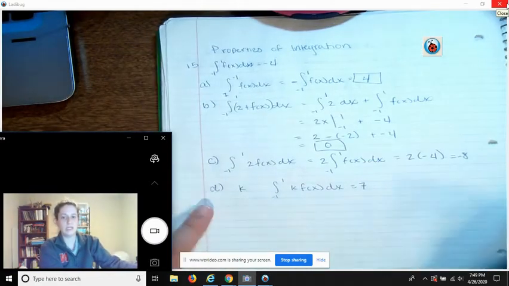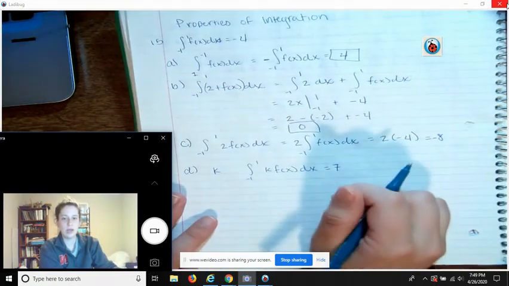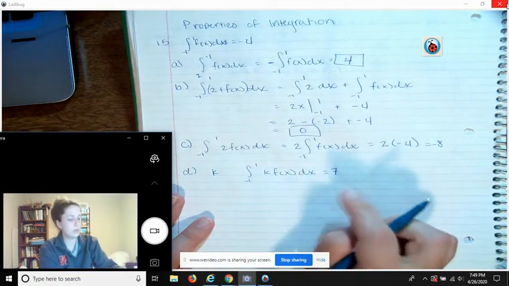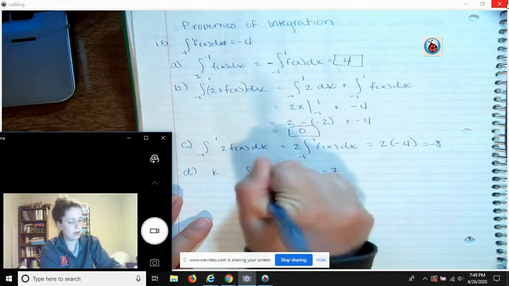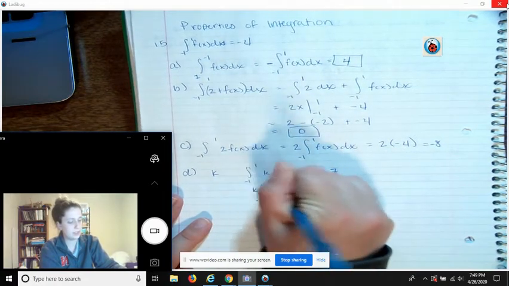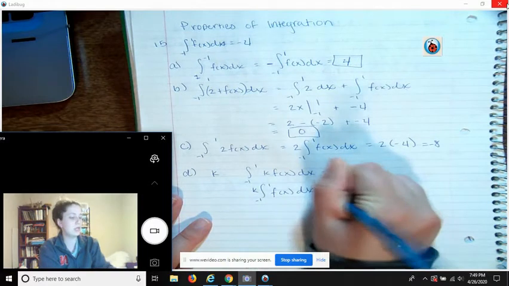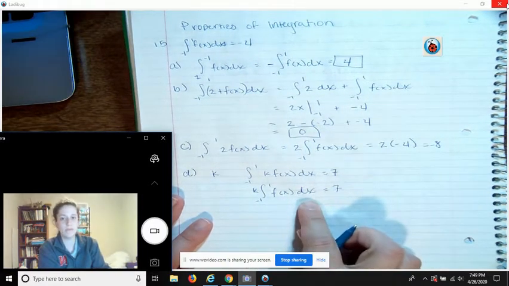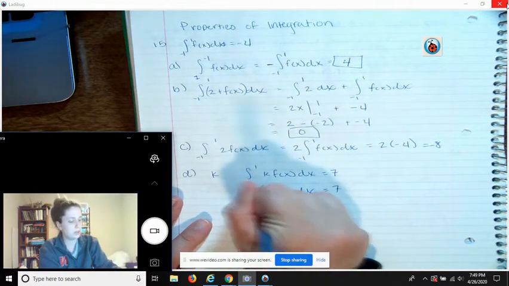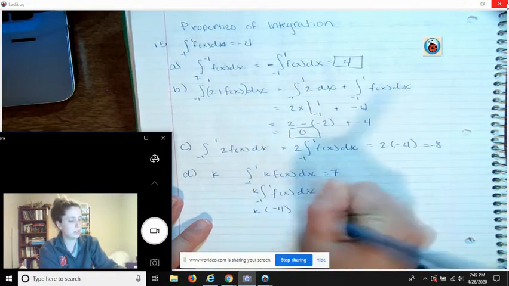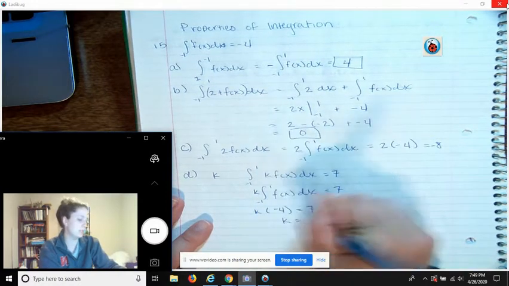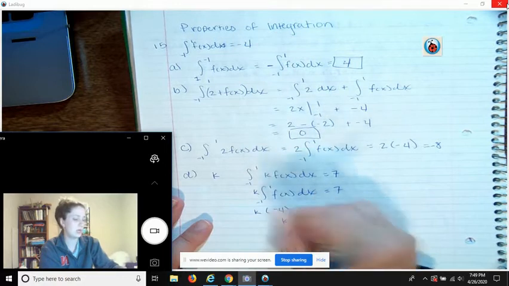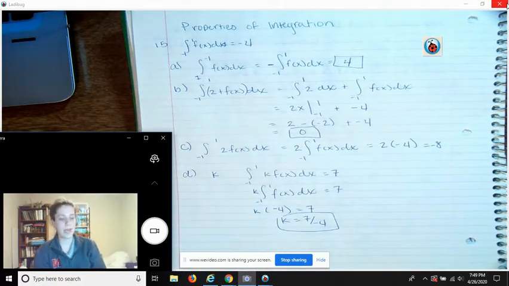Okay. So here we can pull the k out front. Integral from -1 to 1 of f of x dx equals 7. We can replace this thing with -4. So k times -4 should be equal to 7. So k should be equal to 7 over -4. Okay. And then 16.